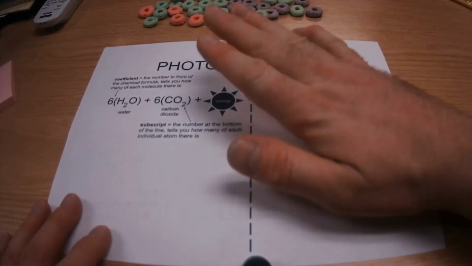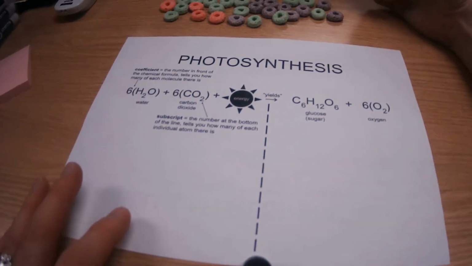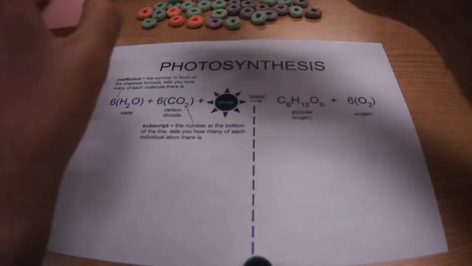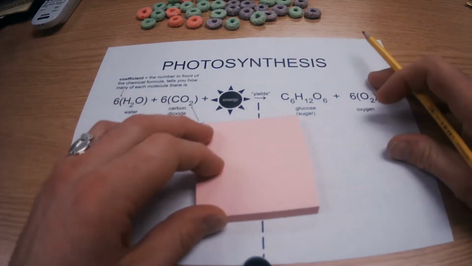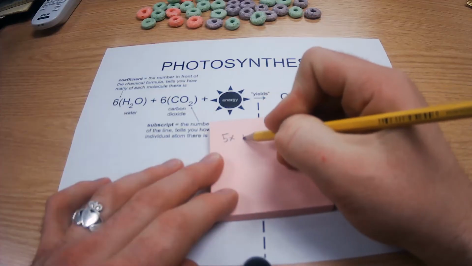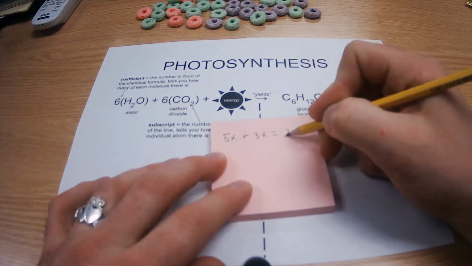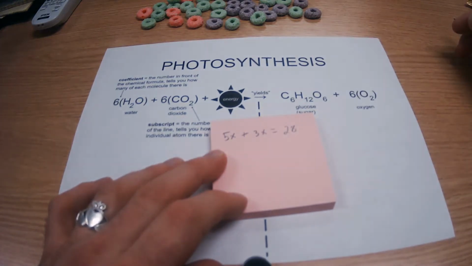All right, so make sure you're on the photosynthesis side of your mat. Let's talk about these numbers. So again, much like in math, this is an equation. So let's say in math, I wrote an equation that says 5x plus 3x equals 28. Totally just made up those numbers.